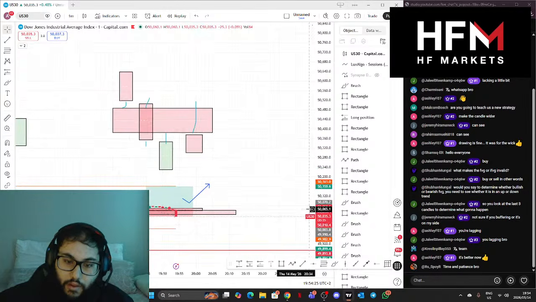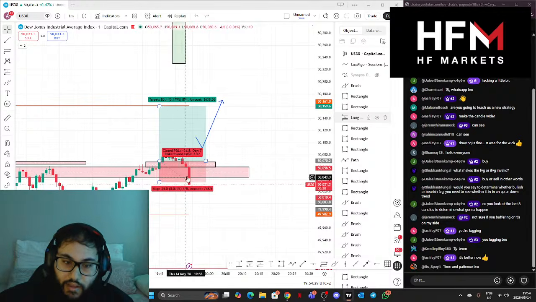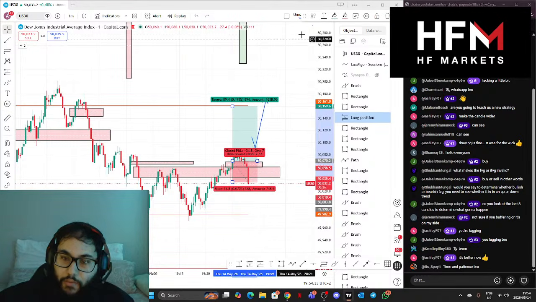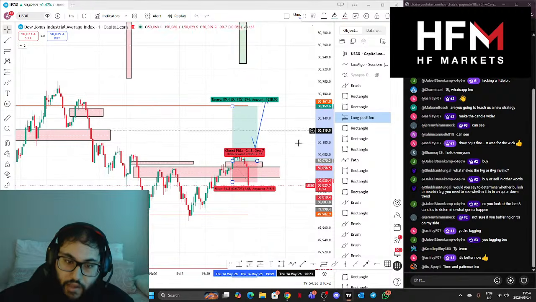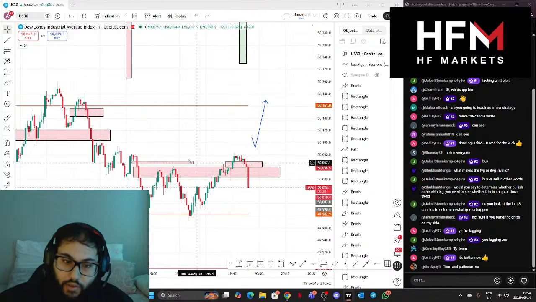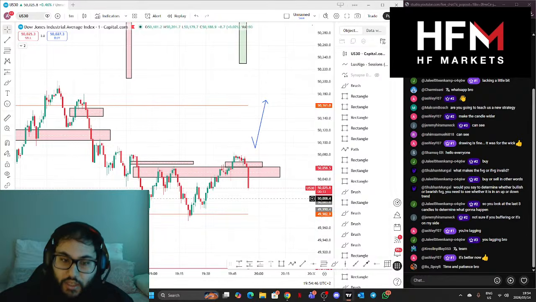Okay, this trade did not play out. Like I said, guys, you can't just take trades off any fair value gap. This is a clear example of that. You cannot take a trade off any fair value gap. You gotta have context to your trade. If you just took a trade off this fair value gap here, you'd have gotten cooked. So what fair value gaps do you actually take trades off?